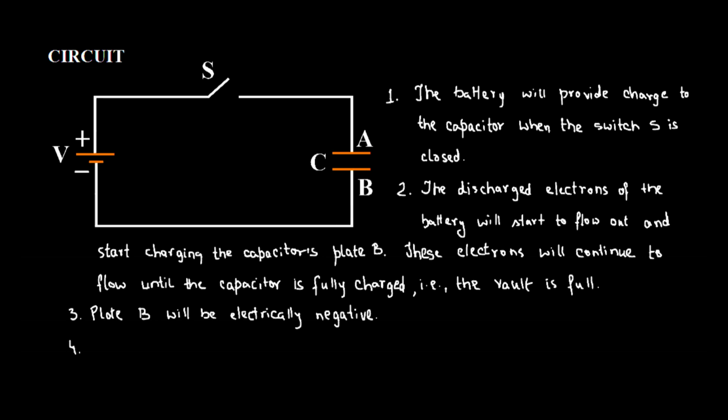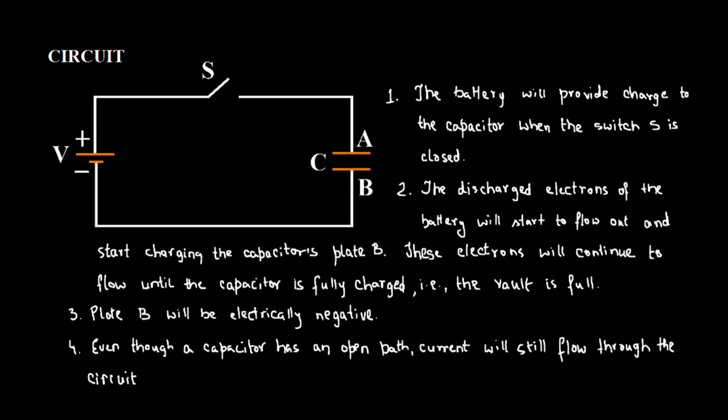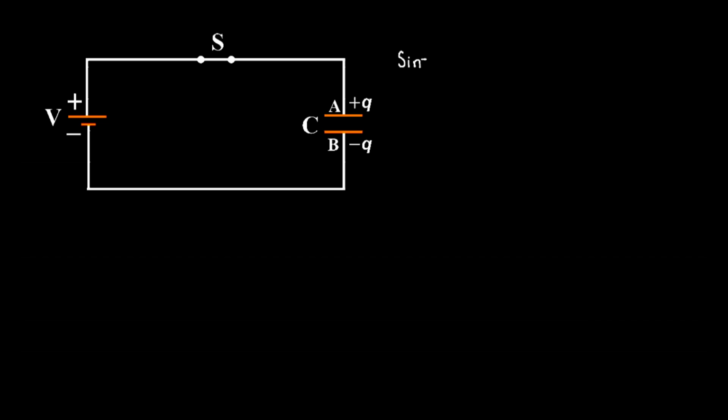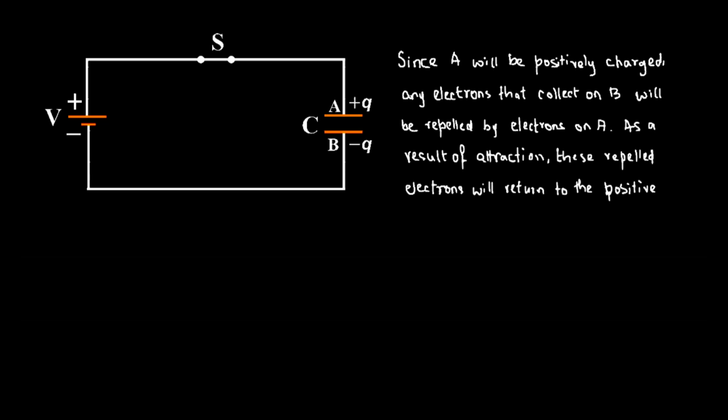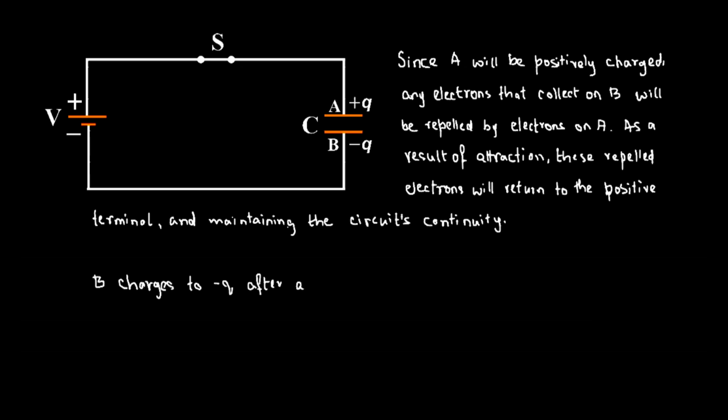Number 4. Even though a capacitor has an open path, current will still flow through the circuit until it is charged. Since A will be positively charged, any electrons that collect on B will repel electrons on A. As a result of attraction, these repelled electrons will return to the positive terminal, maintaining the circuit's continuity. B changes to negative Q after a lengthy delay, while A charges to positive Q.